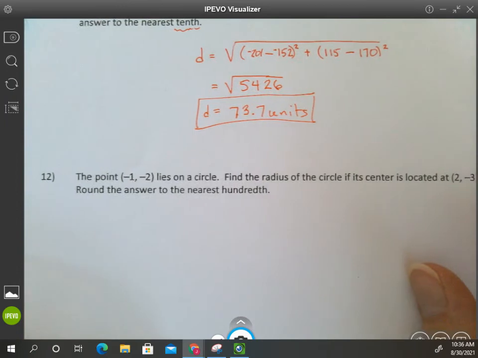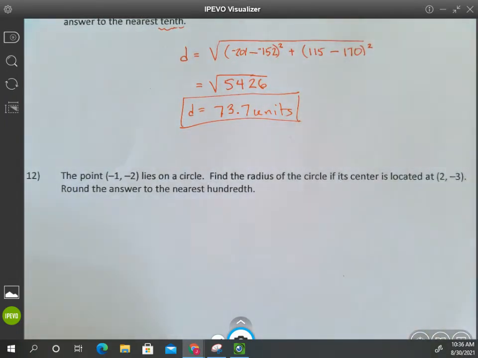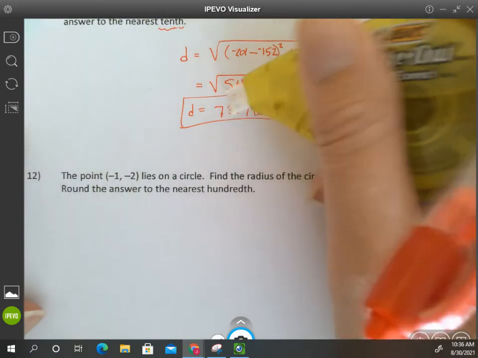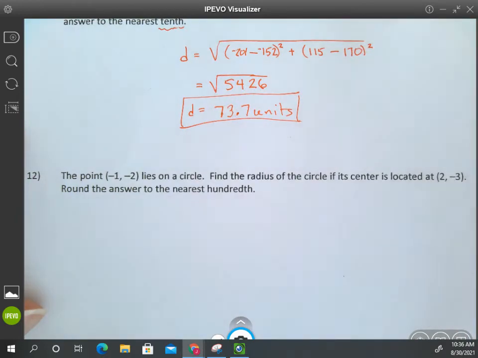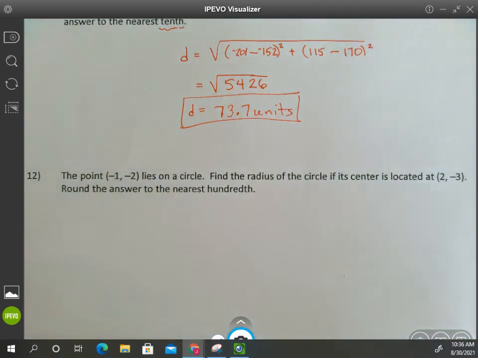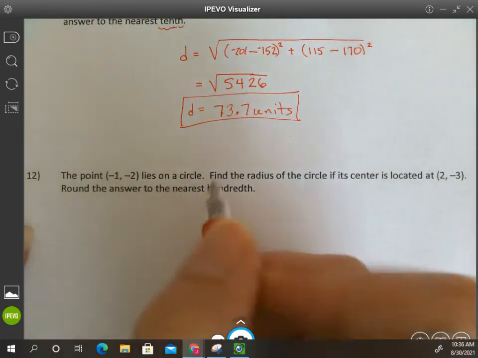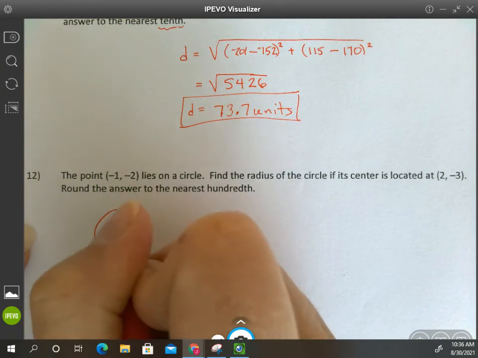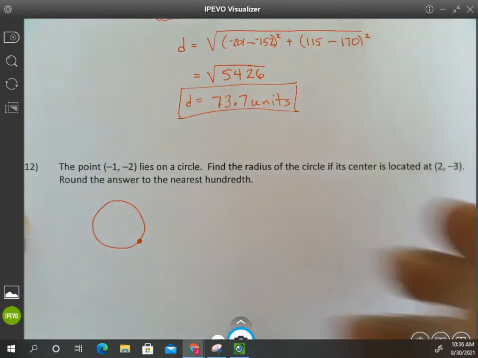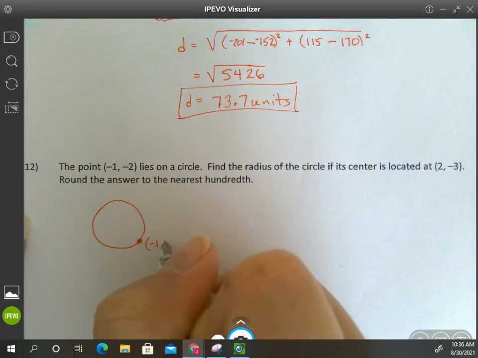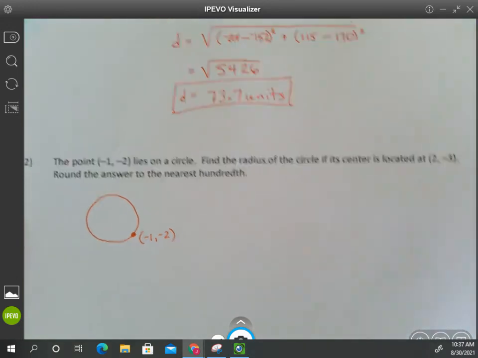I'm going to sketch a circle to help me, but take a second and read that. Okay, so here we go. You have a point that lies on a circle. Here's my circle. We'll put the point right there since I messed it up. And I'm going to label it the point -1, -2. Doesn't matter where you put it on the circle. This is just for us.